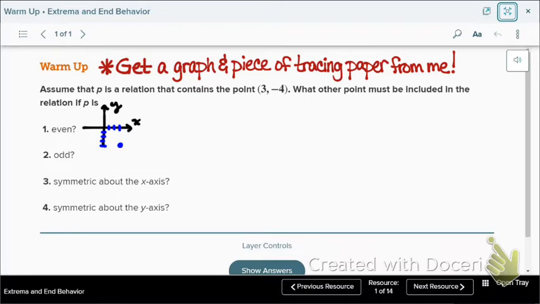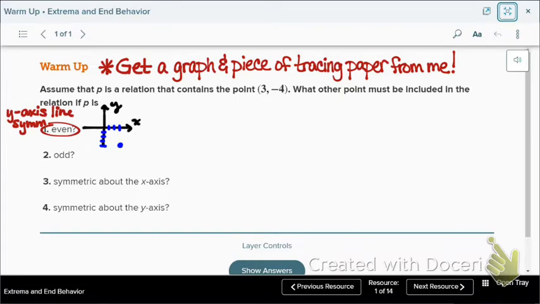Yes? No? Yeah. Okay. When you took that tracing paper and you folded it over, because remember, even means y-axis line symmetry. Where did that point move to? What was the new ordered pair? What happened to it when we folded it? Did it move up or down at all when you folded it on the y-axis?